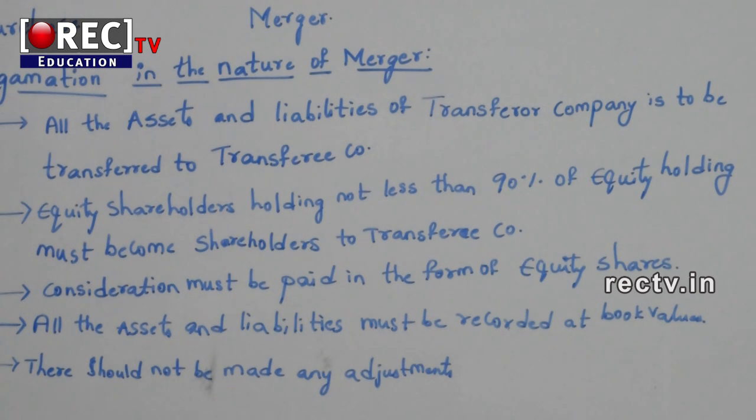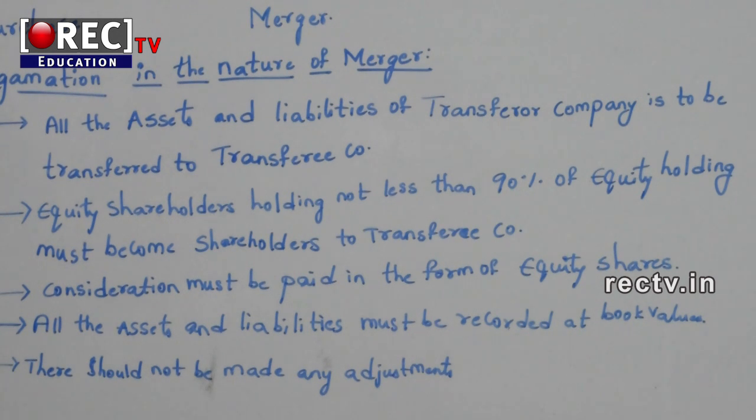Next, a fourth condition under amalgamation to become a merger is that all the assets and liabilities that the transferee company is taking from the transferor company must be recorded at book values in the financial statements of the transferee company. If they are recorded at adjusted values or at some agreed values, again it becomes amalgamation in the nature of purchase, because the condition says that it must be recorded only at the book values.